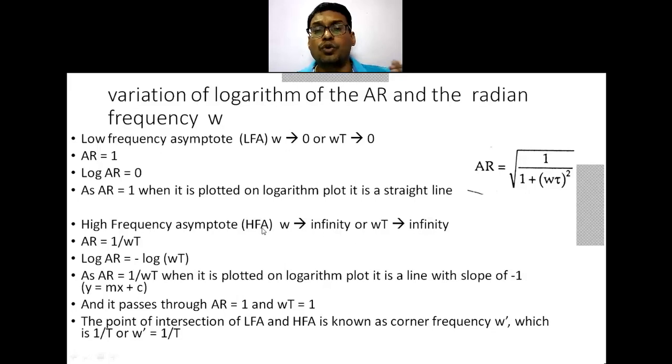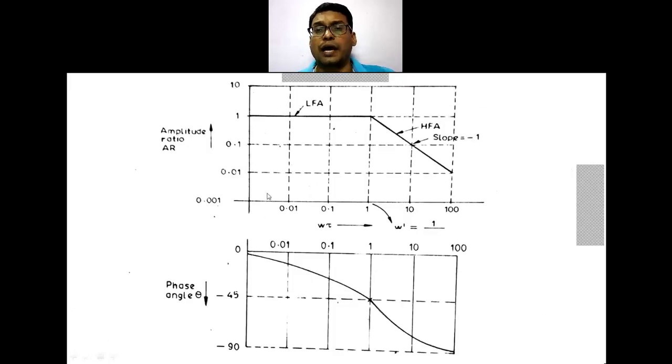So you have to draw the two lines, one the low frequency asymptote and second the high frequency asymptote. The point of intersection of these two lines will be called the corner frequency omega dash. That is, the point of intersection of the low frequency asymptote with the high frequency asymptote is called the corner frequency omega dash.